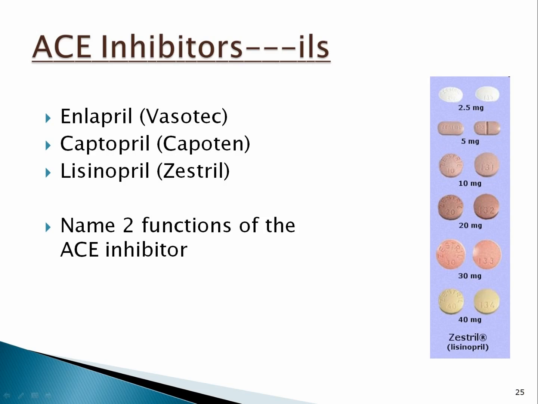ACE inhibitors block the angiotensin-converting enzyme. Angiotensin is an enzyme that leads to renin and aldosterone hormone outpouring. Renin causes vasoconstriction, and aldosterone causes sodium retention. So ACE inhibitors cause the opposite of what renin and aldosterone do, leading to a decrease in blood pressure and workload for the heart.